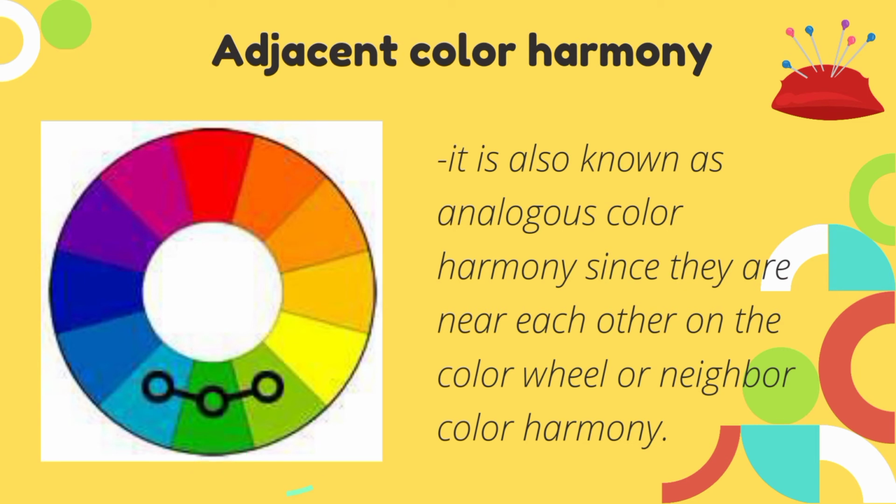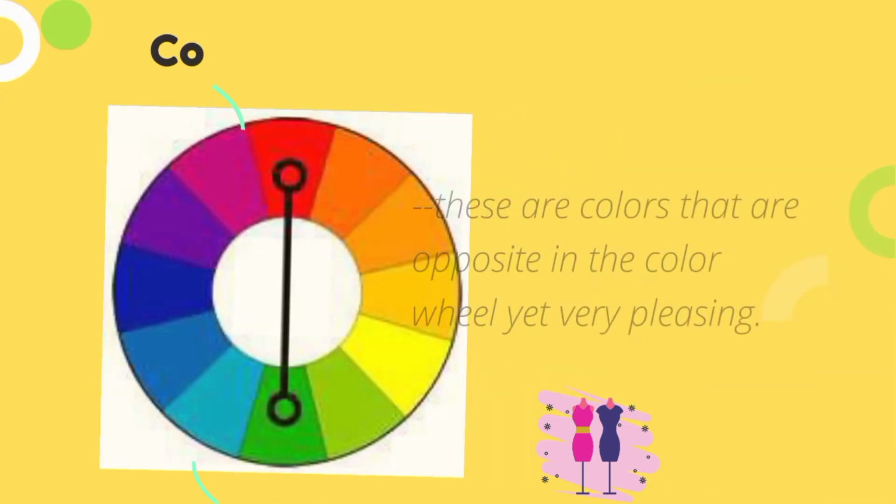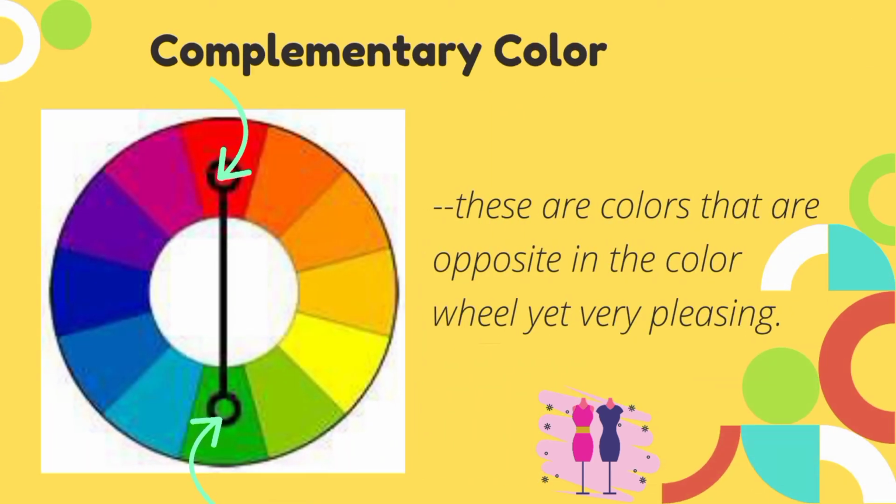Adjacent color harmony. It is also known as analogous color harmony or neighbor color harmony, since they are near each other on the color wheel. Complementary color harmony. These are colors that are opposite in the color wheel, yet very pleasing.